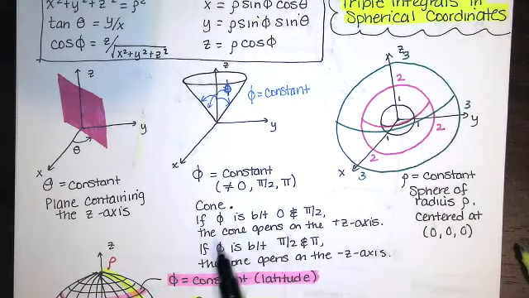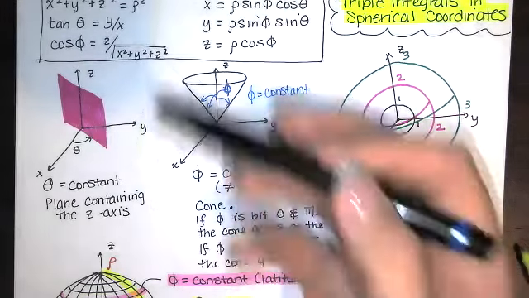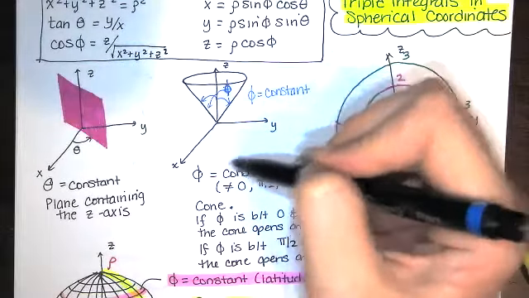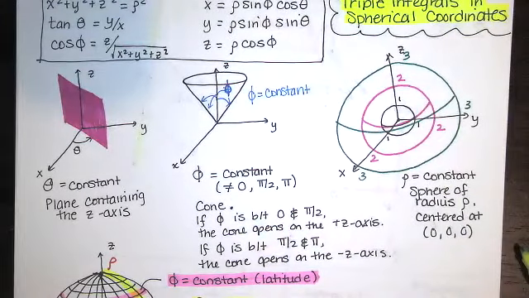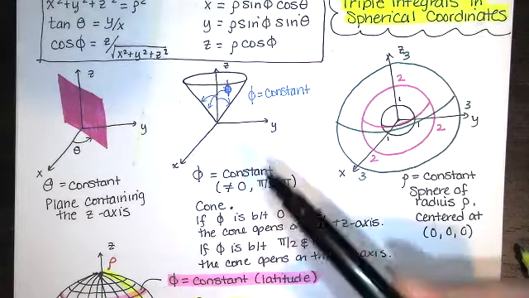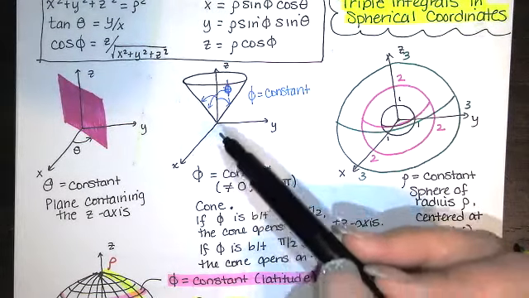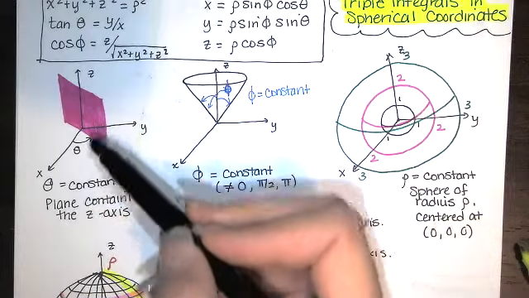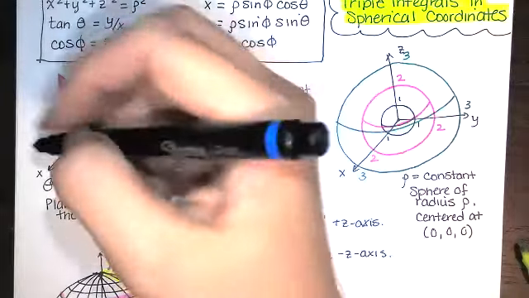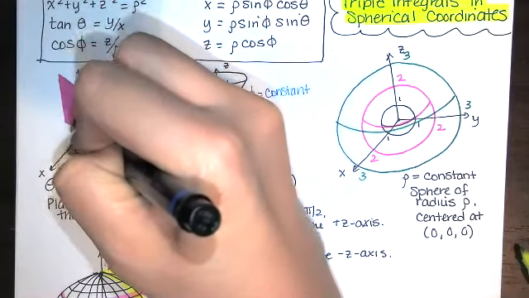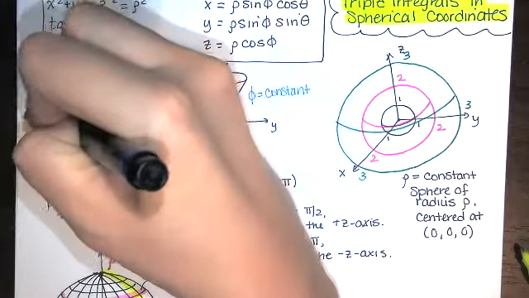Now, if phi is an angle between 90 degrees and 180 degrees, or between pi over 2 and pi radians, the cone is going to open on the negative z-axis rather than the positive z-axis. So generally, phi being equal to a constant gives you a cone. Theta being equal to a constant gives you a plane that passes through the z-axis and just lies on a line in the xy plane that passes through the origin.